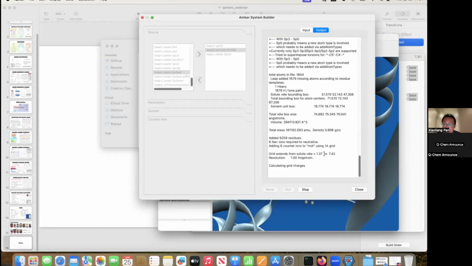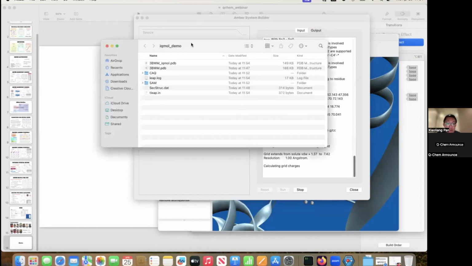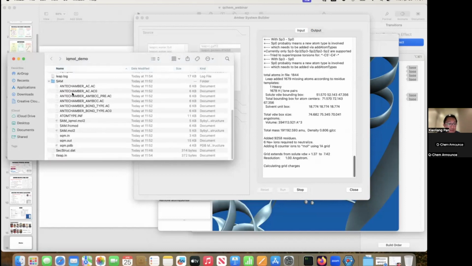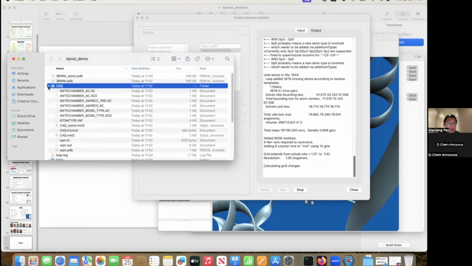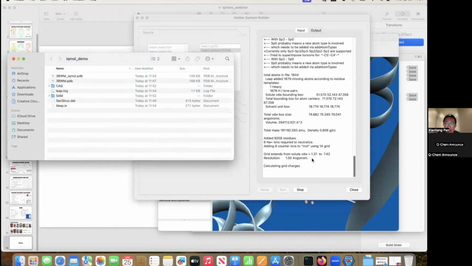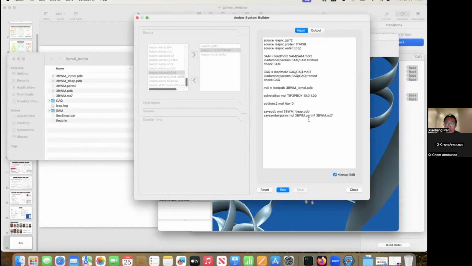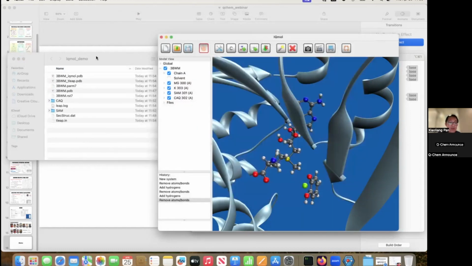Yeah, so this might take a minute. After that, we will see some intermediate files, for example, the parameter files for the two ligands. And in the end, we want these two files for the MD simulations. So that's these two files here. Yeah, okay. Yeah, that's the demo.